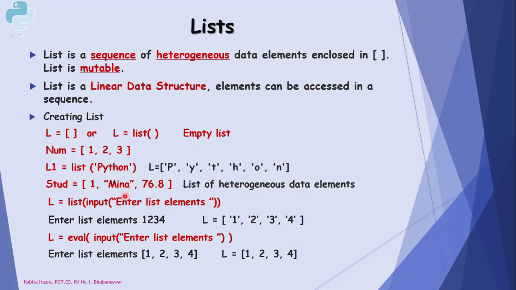Here student is a list of heterogeneous data elements, or a heterogeneous list, having a number, a string and a floating point number. We can also use the input method to enter elements for a list. However, they will be treated as strings. We can use the eval method for accepting an entire list, as we have done here.